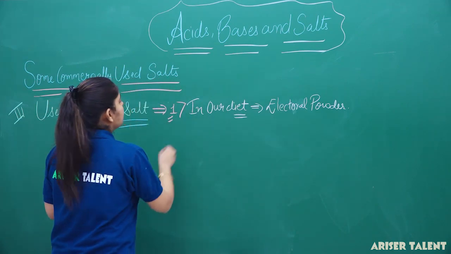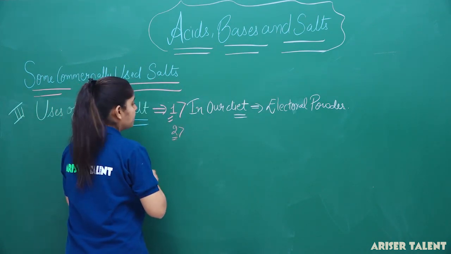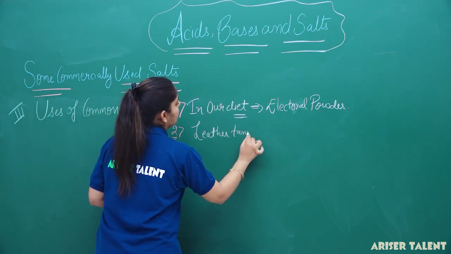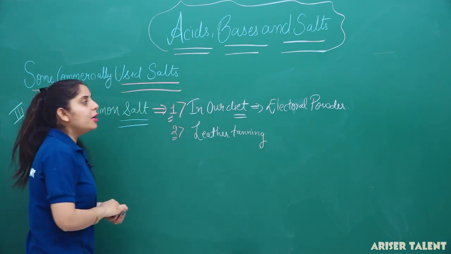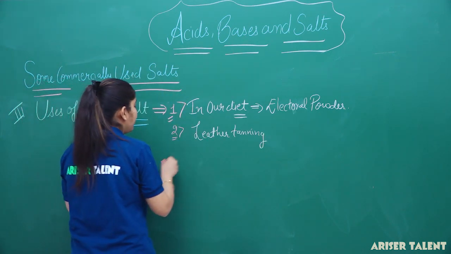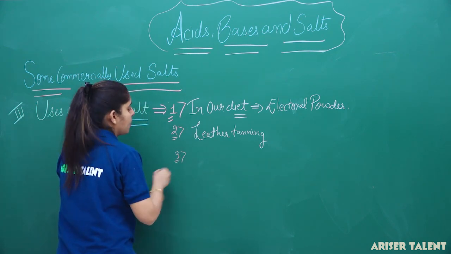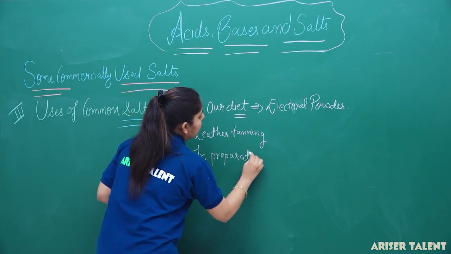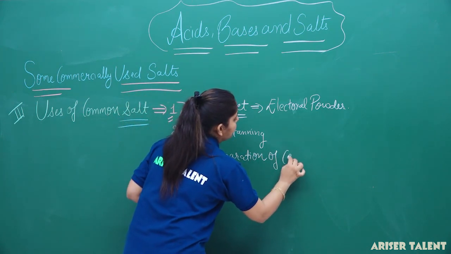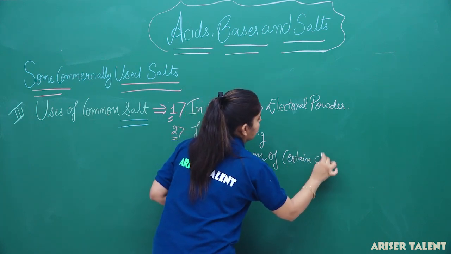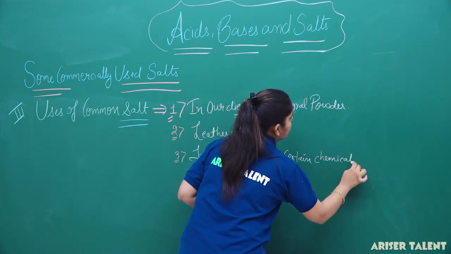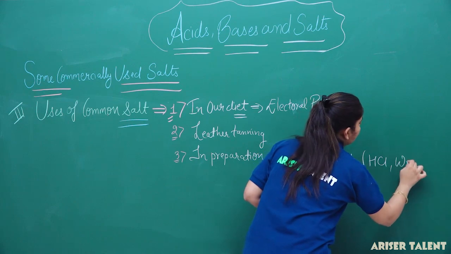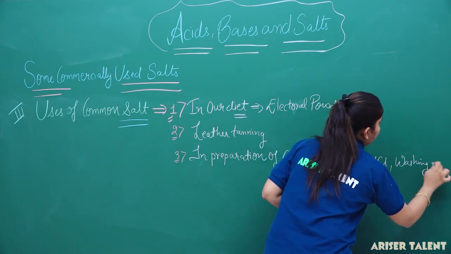The next use of sodium chloride will be in leather tanning. The third use of sodium chloride will be in the preparation of certain chemicals, and these chemicals will be like HCl, washing soda, etc.